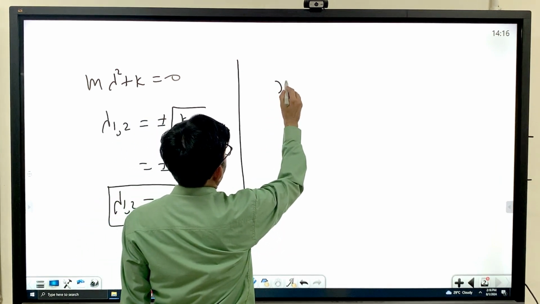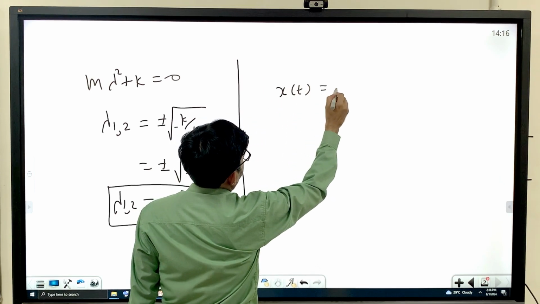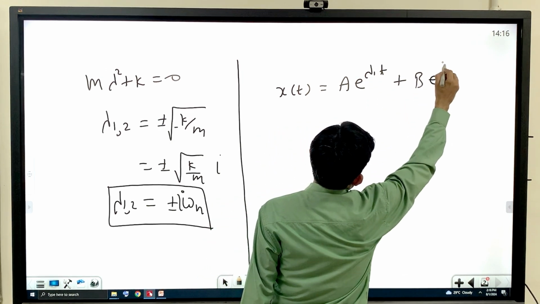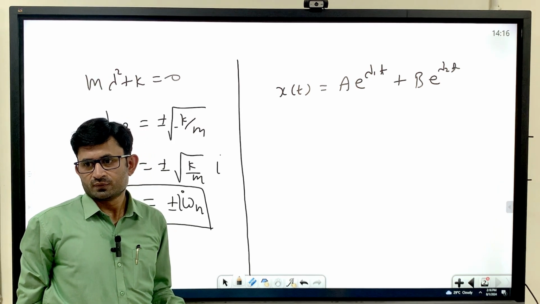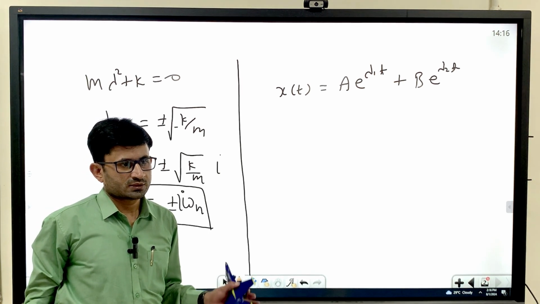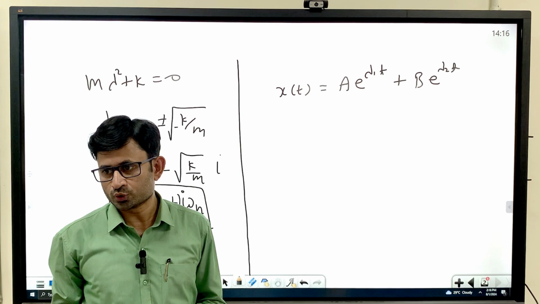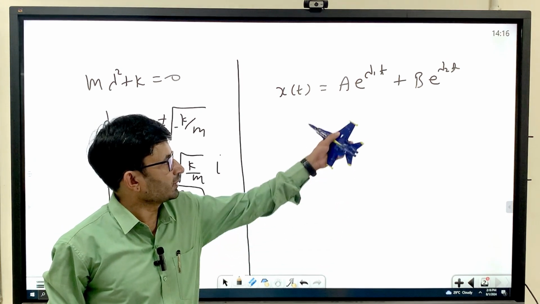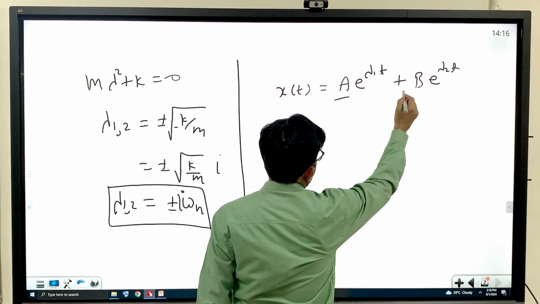Now what will be the solution? The solution can be written as a e to the power lambda 1 t plus b e to the power lambda 2 t. In math class you have studied this, right? The solution will be the sum of the complementary function and the particular integral. Here I am setting the control to 0 because I want to check the natural response, so the particular integral will be 0 and the complementary function you can write like this. So it is important to find the constants A and B.